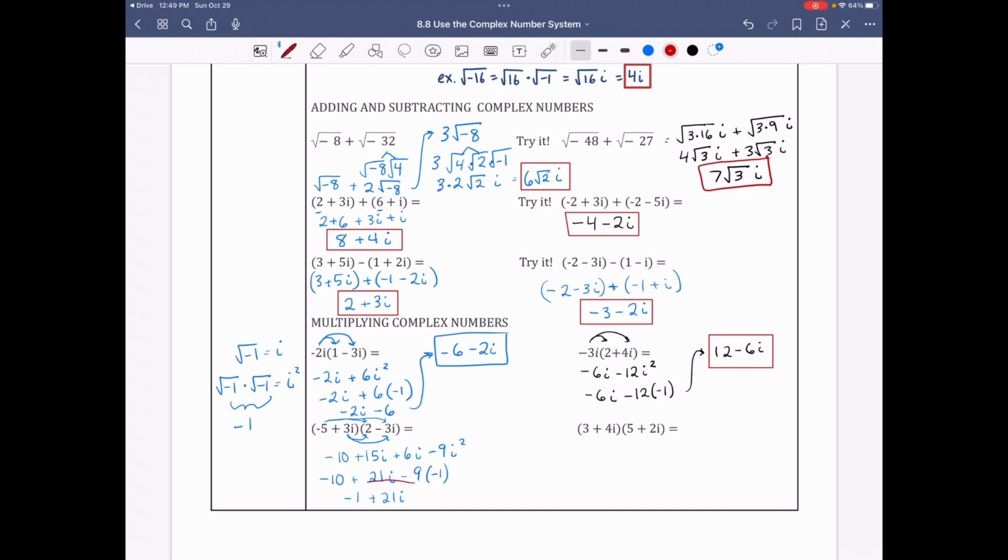I'll pause the video so that you can do the try-its in your group. Take a moment to check your work and then turn your page.